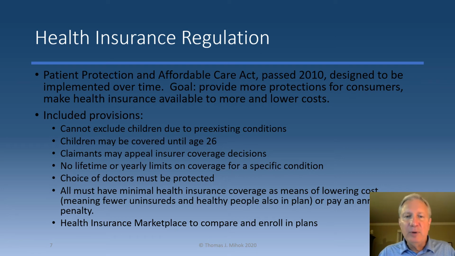All must have minimal health insurance coverage as a means of lowering cost, meaning there are fewer uninsureds, and healthy people are also in the plan. And healthy people who choose not to be in the plan must pay an annual penalty. You have to have healthy people and less healthy or unwell people so that the healthy people can contribute to the plan and use less of the plan's benefits, so the unwell people get more of those benefits. You need a large pool to afford to pay the benefits of those that need the benefits.